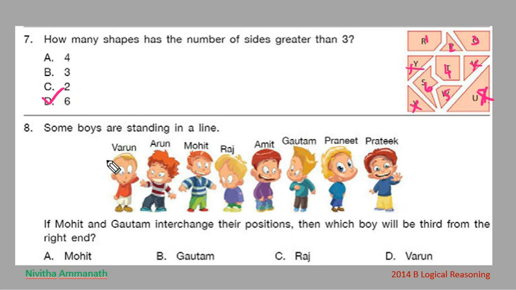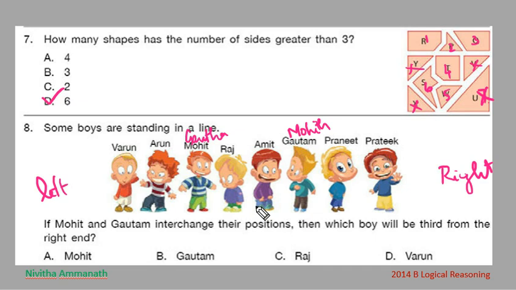Next question. Some boys are standing in a line. Varun, Arun, Mohit, Raj, Amit, Gautam, Praneeth, Prateek. If Mohit and Gautam interchange their positions, then which boy will be third from the right end? Mohit and Gautam change. So here Gautam and here Mohit comes. Then this is right hand and this is left hand.